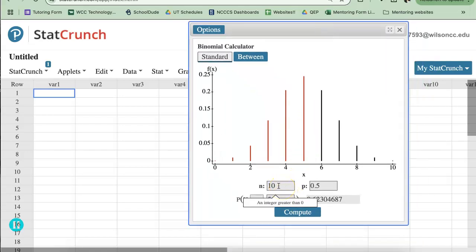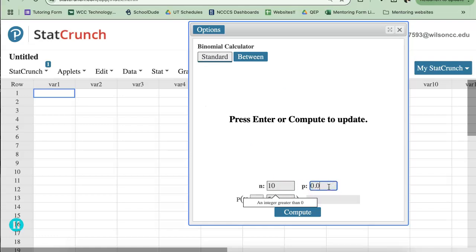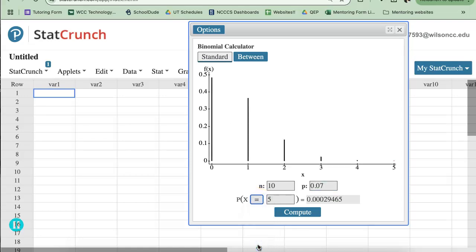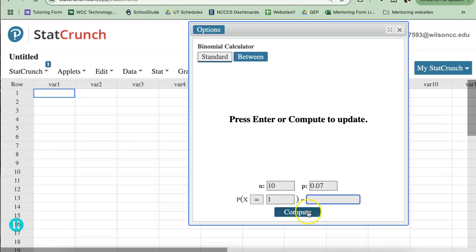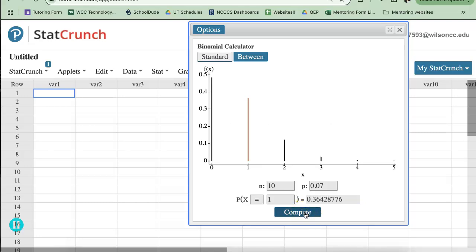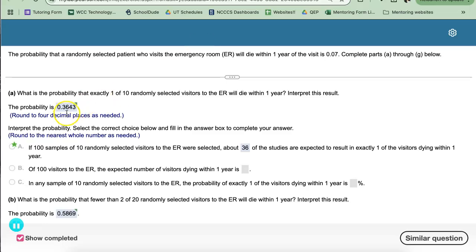There were 10 fixed trials, and the probability of success was 0.07. And really what part A is asking is to find the probability that there is exactly 1 of the 10 successes in that group of 10. So when we click compute, notice we have the binomial distribution visually here, and we also have that probability, which we could then copy and paste back here. So that probability that exactly 1 of 10 will die within 1 year is 0.3643.